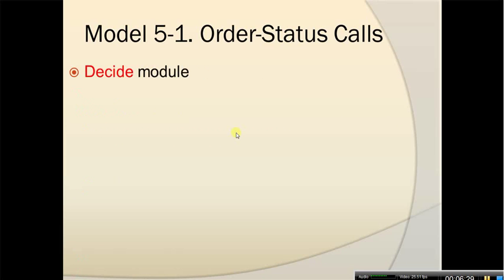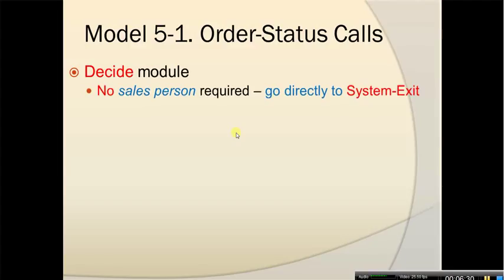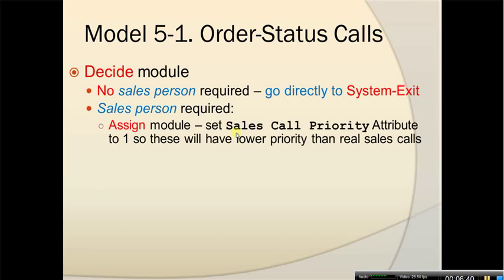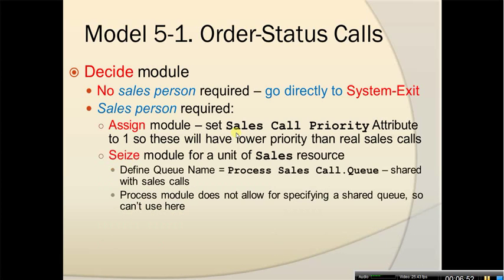We'll also have a decide module for order status to figure out whether salesperson required or not. If no salesperson required, then we'll go to system exit. And if salesperson required, then we have the assign module to set the sales call priority attribute to 1, because we want it to have the lower priorities in the sales calls.